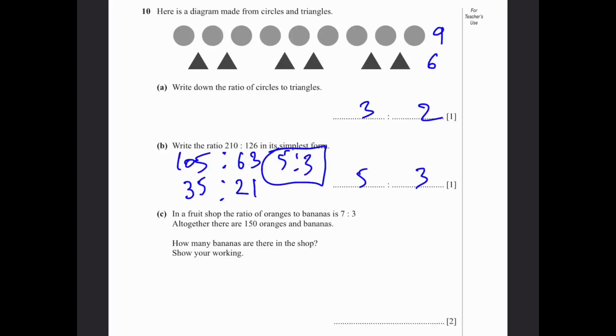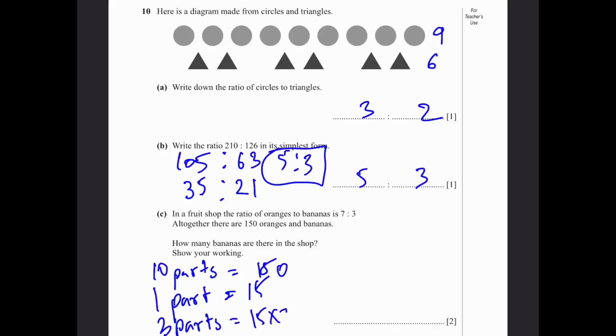C. In the fruit shop, the ratio of oranges to bananas is 7 is to 3. Altogether, there are 150 oranges and bananas. How many bananas are there in the shop? Show your working. So 10 parts, which is 7 plus 3, is equal to 150. 1 part is 150 by 10, which is equal to 15. And then 3 parts is equal to 15 into 3, which is equal to 45, and therefore there are 45 bananas. 7 is to 3, and 3 is the bananas.